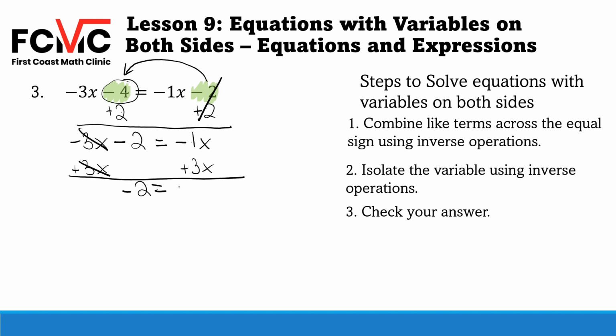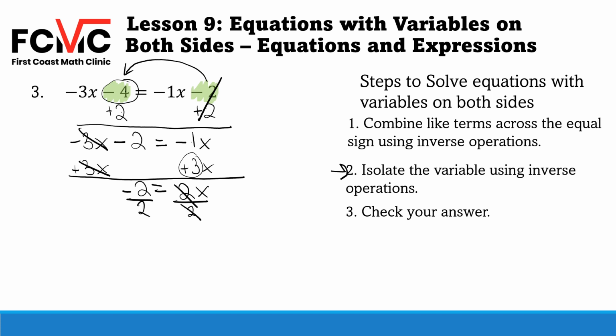So again, we want the difference, and we want to take the sign of the number with the larger absolute value. So that's going to be this positive 3. So we're going to get positive 2x. Last step, we want to isolate our variable using inverse operation, our second step. Let's divide by 2. Divide by 2.